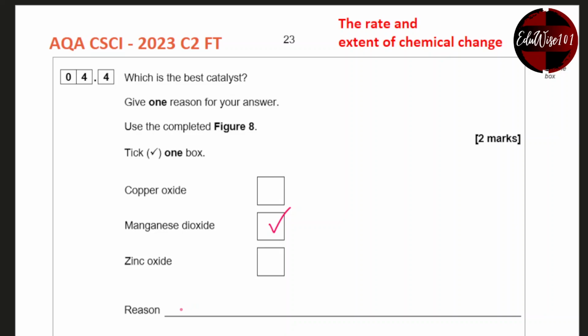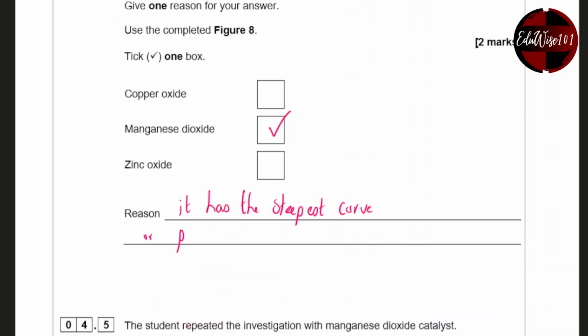Reason: it has the steepest curve, or you could say it produces the most oxygen in a given time.